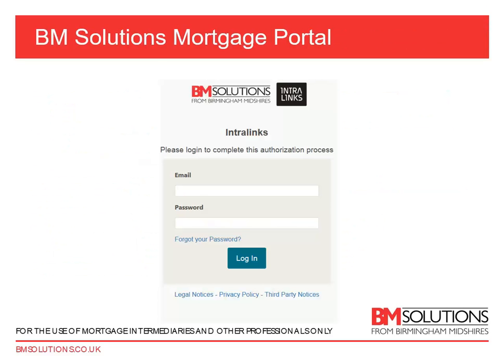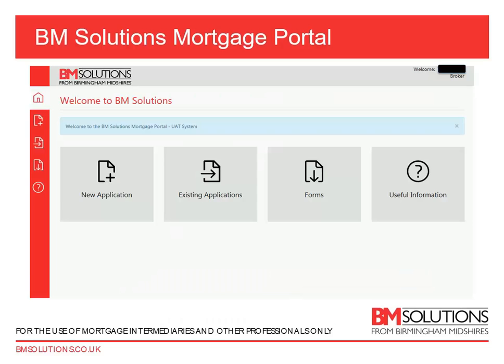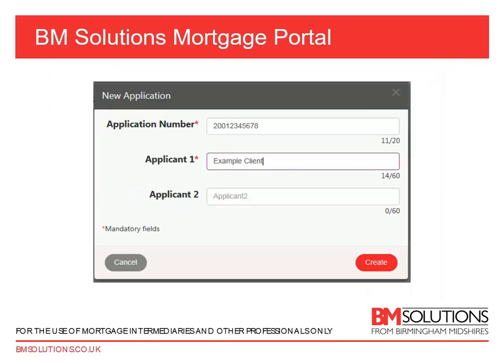So I'd imagine most of you have used the mortgage portal before. This is your standard login. This is the welcome page which you would see. You click on new application. You'd put in the application number, so you've obviously done the application already. You've submitted it via the 1 Minute Mortgage. It's asked for your customer profile form.